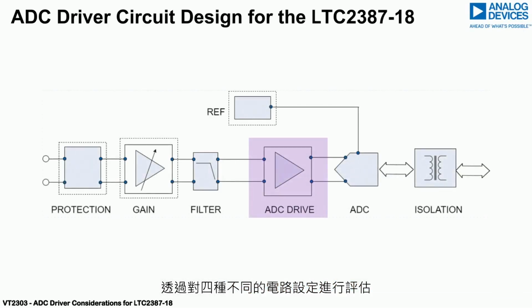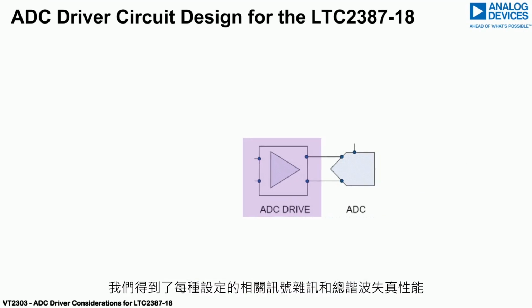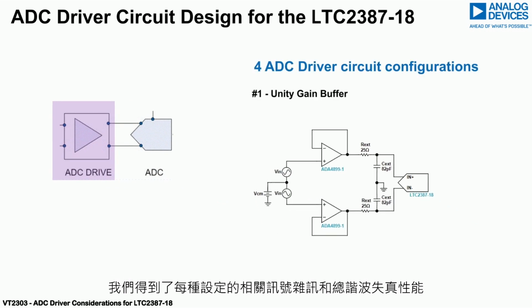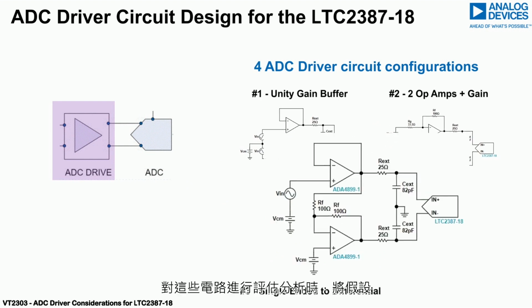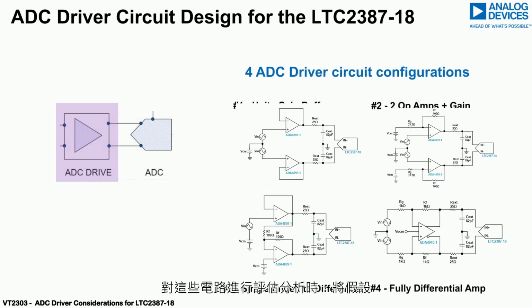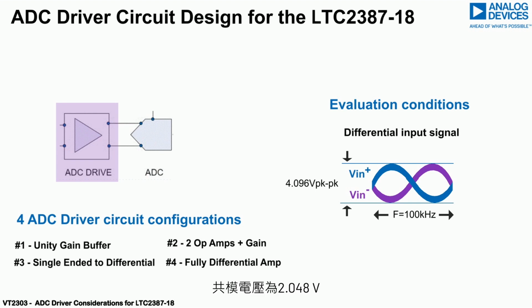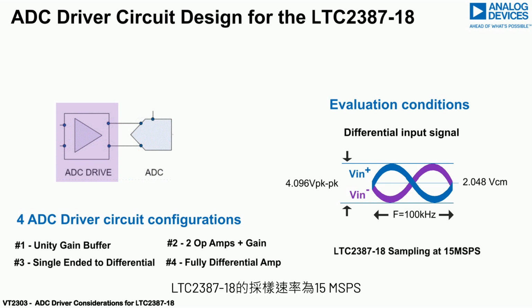Four different circuit configurations are evaluated, where the associated SNR and THD performance is obtained for each. These circuits will be analyzed assuming a 100 kHz differential input signal with an amplitude of 4.096 volts peak-to-peak, sitting at a common mode voltage of 2.048 volts, with the LTC2387-18 sampling at a rate of 15 megasamples per second.